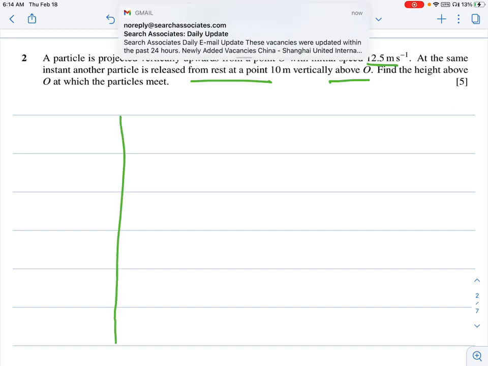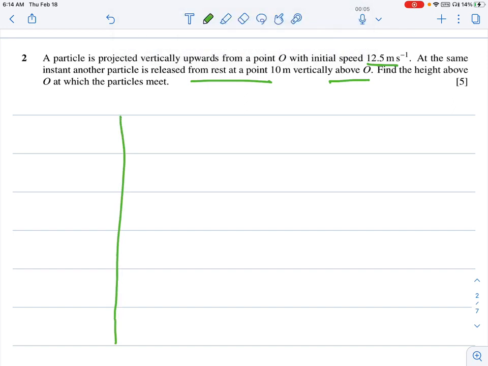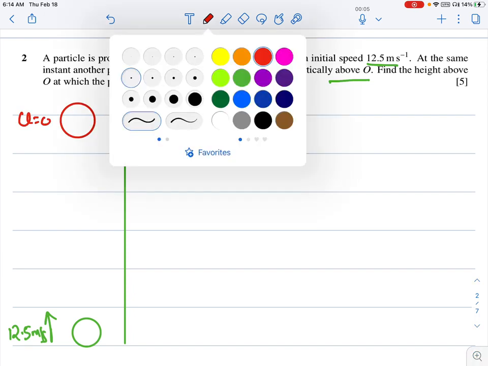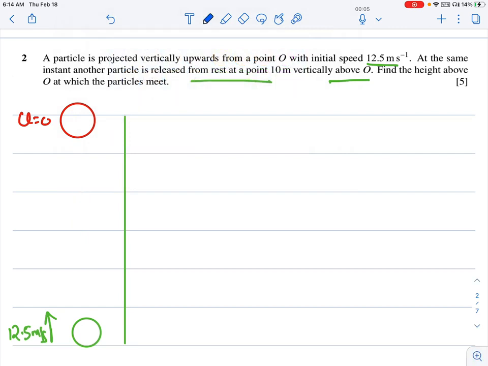So I draw a straight line. From here, one particle at the bottom is projected with the speed of 12.5 meters per second. From the top, a particle is dropped with initial velocity 0. So they may meet somewhere in the middle. What I can do is, this falls a particular height, then the bottom particle rises a particular height, then both meet at one particular point.